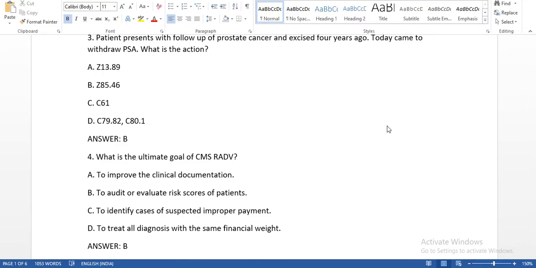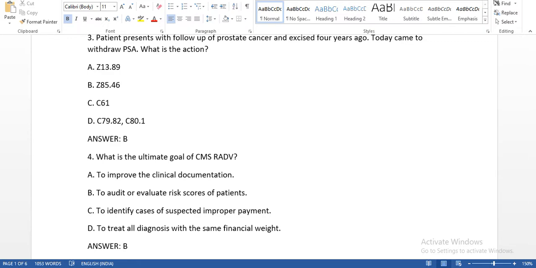Next question, third question. Patient presents with follow-up of prostate cancer excised 4 years ago. Today came to withdraw PSA. What is the action? So here it is a follow-up of prostate cancer which was excised 4 years ago. That means there is no prostate cancer currently. But the patient came in for surveillance of prostate cancer, whether it still exists or not. For that they are going to do a PSA, prostate specific antigen test. Using that test they can find whether the patient has prostate cancer or not.